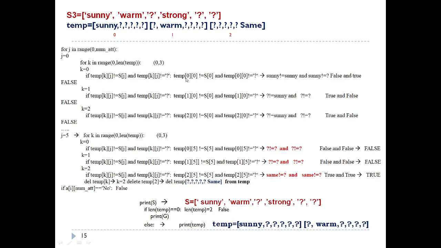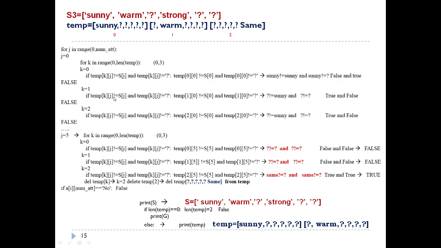Here we compare temp of 0, 0 is not equal to S0. S0 means the first value, that is sunny. In temp also it is sunny, and here also it is sunny. So sunny is not equal to sunny is false. Then sunny is not equal to question mark in S3. Here sunny is not equal to sunny, and sunny is not equal to question mark is true. So false and true becomes false. If it is false, do nothing. So next go to k equal to 1.